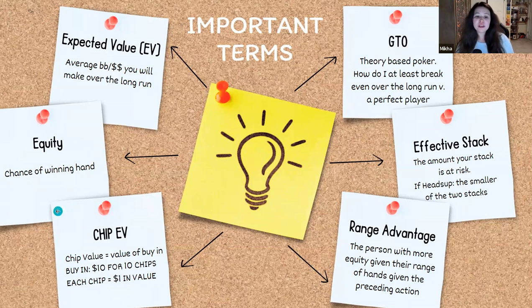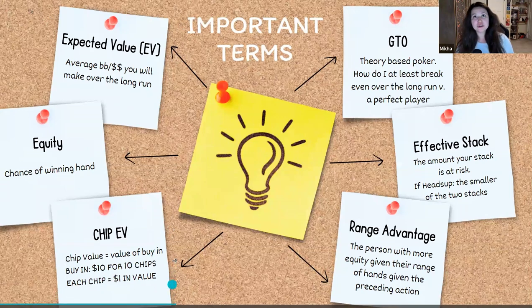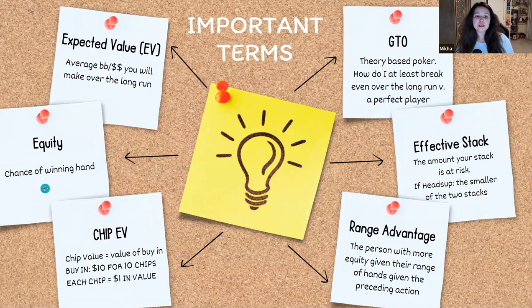And then chip EV, I'm going to focus a lot on that while we're going through the different positions. This is counter to ICM, which you might have heard of. Chip EV is just the value of your chip being equal to some value of your dollar. So I just made a really easy example here. If you buy in for $10 and you have 10 chips, each chip is worth $1.